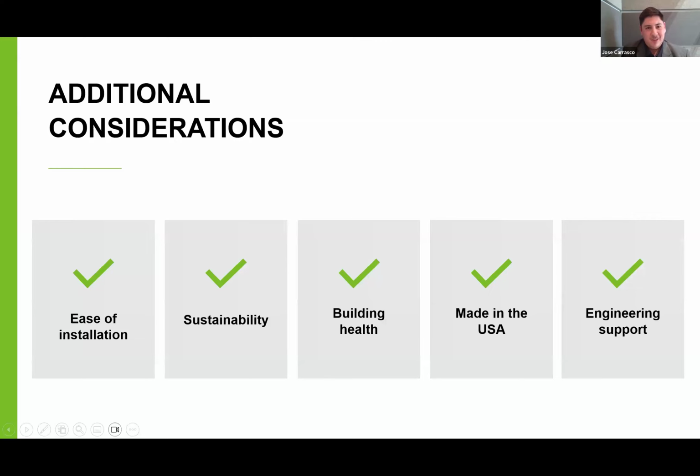Some other things to keep in mind when selecting a Z-girt system: ease of installation. The more we can save on installation time and make it easier, the better things will be, both for the contractor, for the owner, and the entire team. Think about the sustainability side of things, how materials are sourced and if that's sustainable. And once they're installed on the building, how does that perform from a sustainability perspective over time? Things like building health, where products were made, in the USA? And then lastly, what kinds of engineering support do these systems come with themselves?